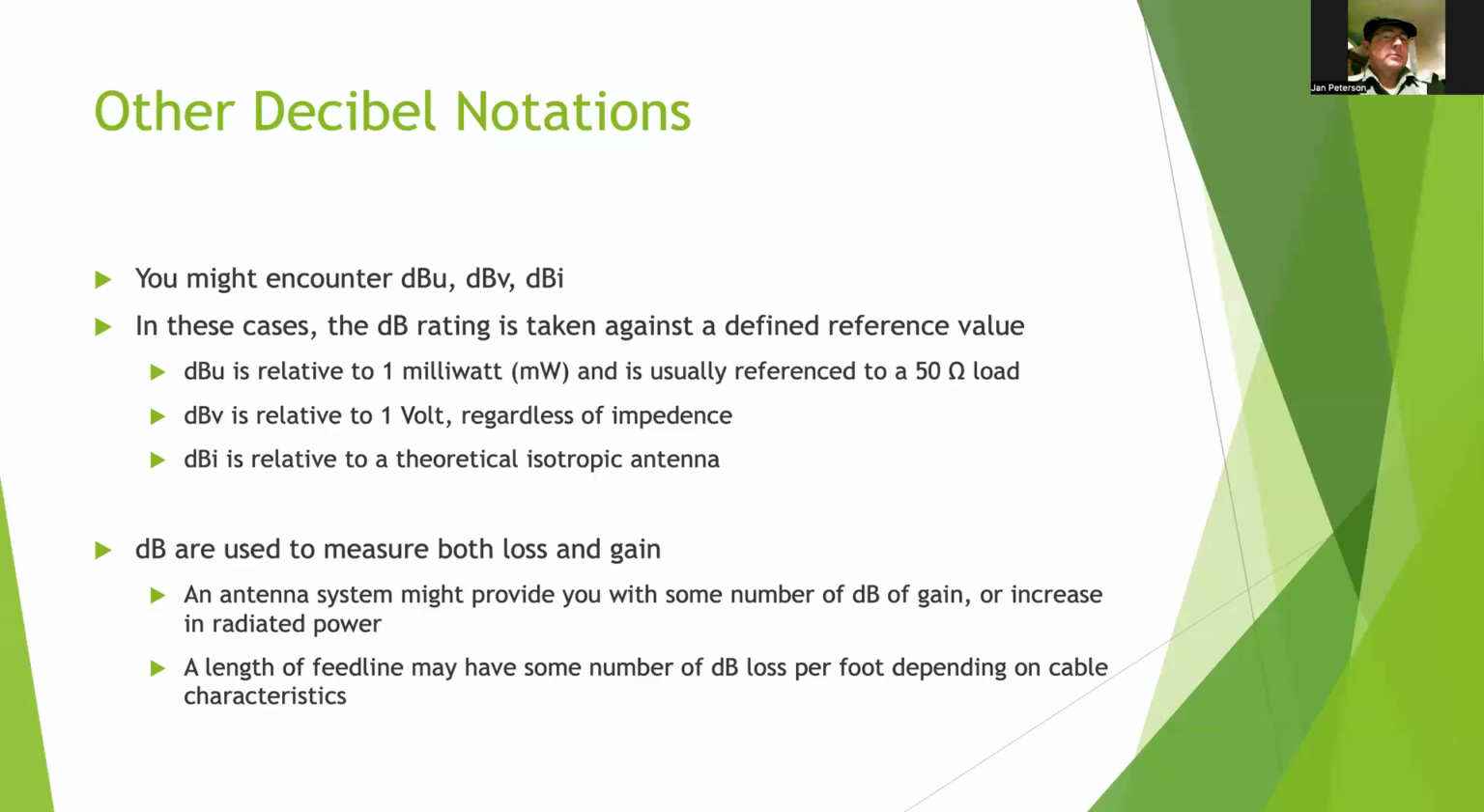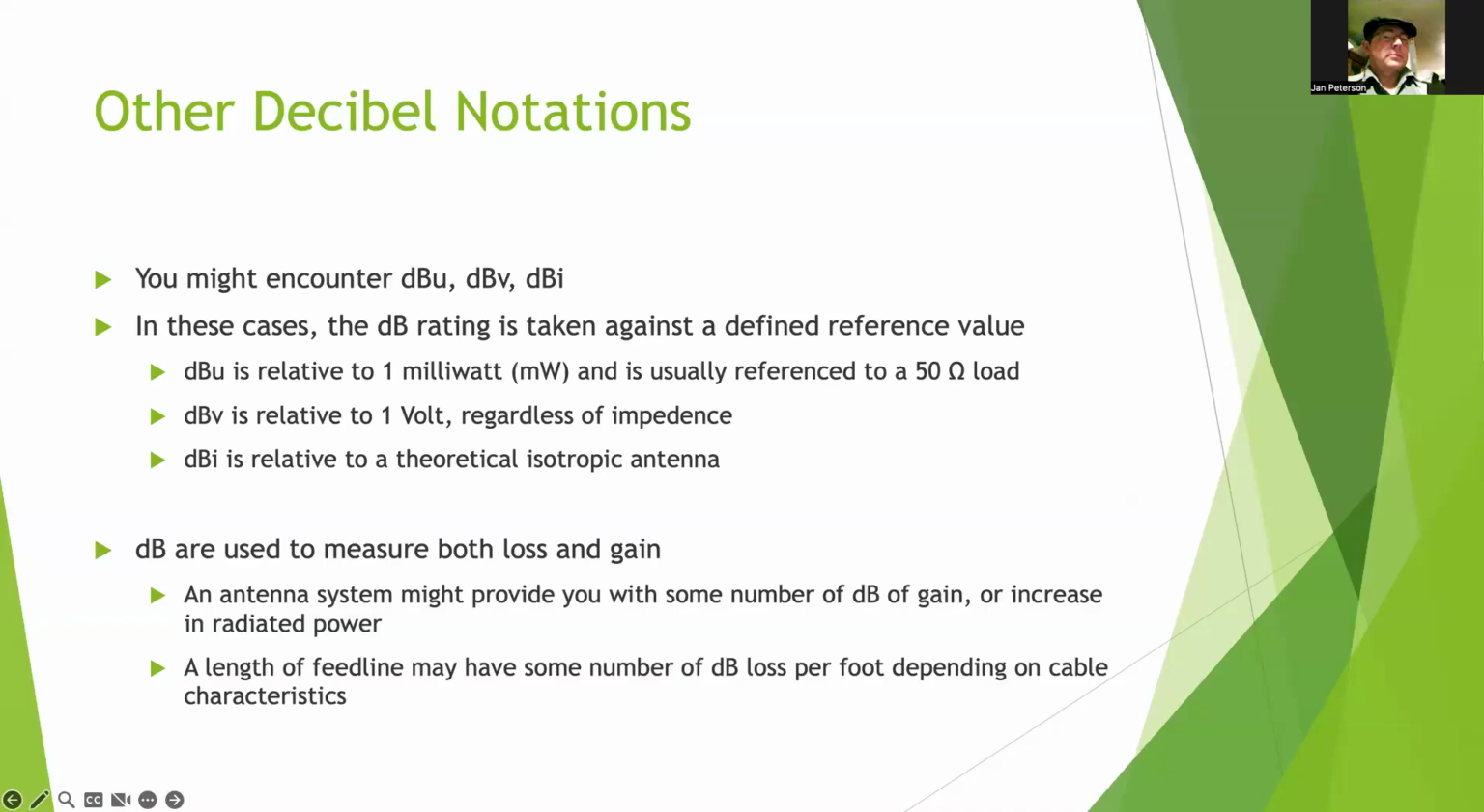You want to get 50 ohm cable for amateur radio stuff. All right, dBV is relative to 1 volt, and it doesn't care what the impedance is, it's just against the voltage. Okay. And then dBi is the one that we will typically use when we're talking about antenna systems, and it's relative to a theoretical isotropic antenna.